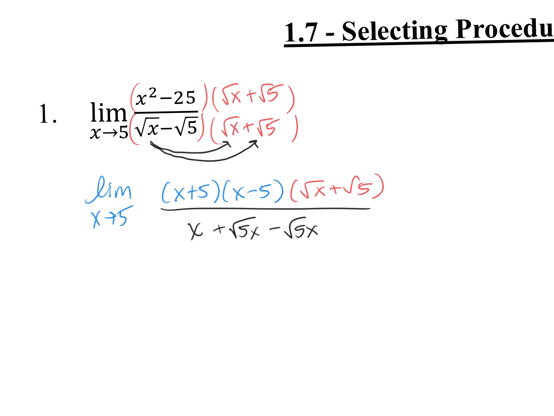Minus root 5x. So in a conjugate, these two middle terms will always cancel out. You don't have to write them if you don't feel like you need it. They will always cancel out. And then what will that last term get me? Yeah, a negative times a positive would get me a negative root 5 times root 5. Love it. So we got minus 5. I think that's what you said, Ritzy.